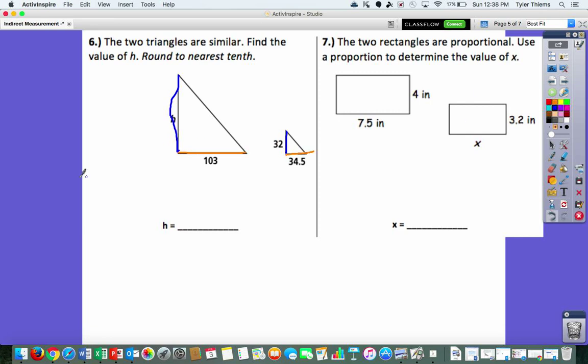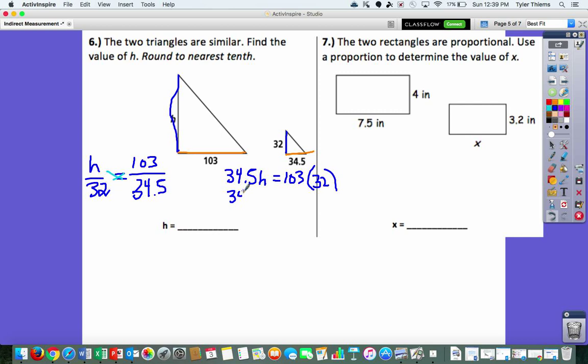So when we're setting up this proportion, we would get h/32, and that's going to be equal to 103 over 34.5. Now this one's going to take a little bit of extra work here. We definitely are going to need a calculator for this. When we do our cross products again to solve this proportion, we would get 34.5 times h is going to equal 103 times 32.